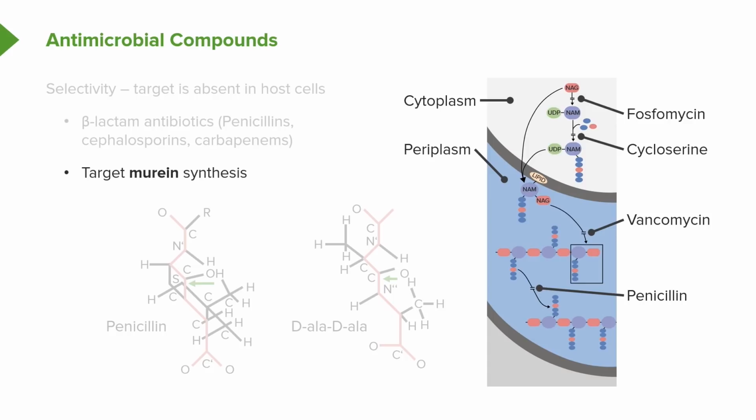And on this slide are 4 different antibiotics: fosfomycin, cycloserine, vancomycin, and penicillin, which block different steps in the synthesis of murein. So these antibiotics work beautifully because murein is only in bacteria and not in our cells, so they have very, very little toxicity. And you can see we have developed over the years antibiotics that target different steps in the synthesis of murein, including penicillin, that last step, which is assembling the cross-linking amino acids between the sugar chains.